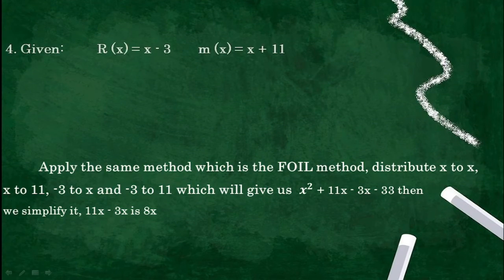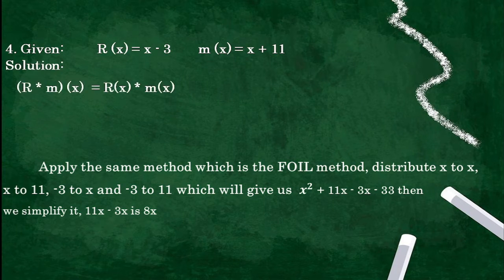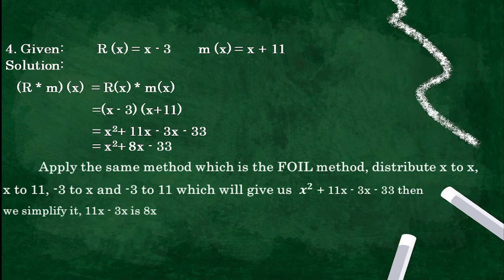Given number 4, r of x equals x minus 3 and m of x equals x plus 11. For our fourth example, we apply the same method, which is the FOIL method. Distribute x to x, x to 11, negative 3 to x, and negative 3 to 11, which will give us x squared plus 11x minus 3x minus 33. Then, we simplify it. 11x minus 3x is 8x. So our final answer is x squared plus 8x minus 33.